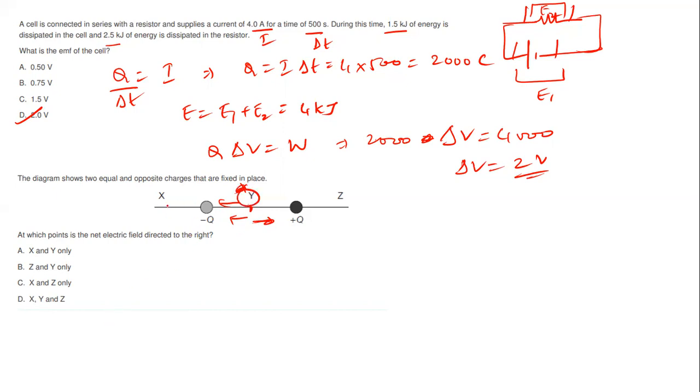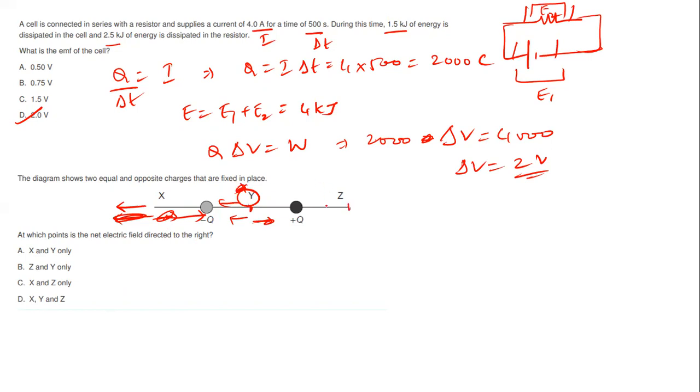If I keep it at X, now what will happen? This plus Q will throw this charge here, while this minus Q will make it move like this over here. Here the attraction is much larger, and the repulsion is much smaller because it's farther away. So the net force would always be attraction towards minus Q.